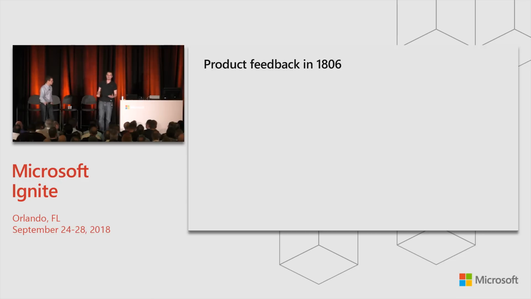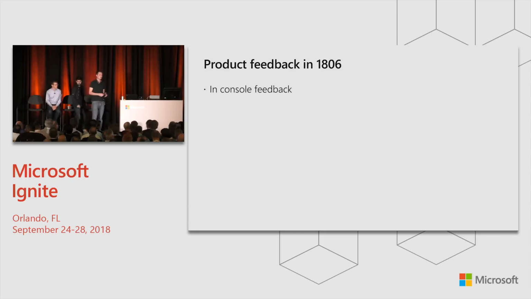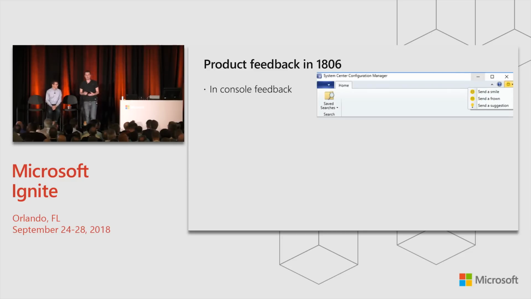I'll quickly talk about product feedback in 1806. I talked about the user voice and it being something that's important to us, and that's always been the case. But now in 1806, we have in-console feedback. So you can go into the console, and you can send a smile, you can send a frown. Really, you can tell us what works, and you can tell us what doesn't work.